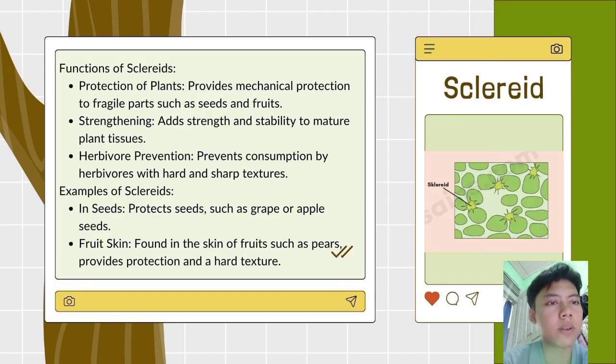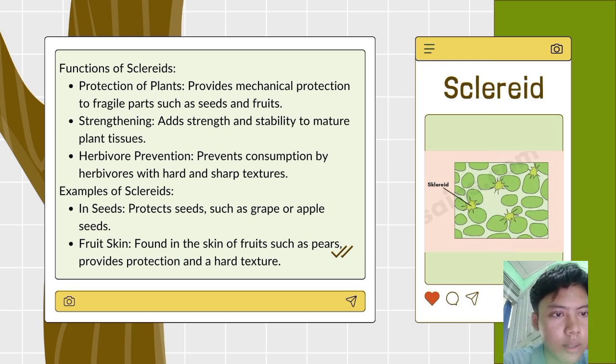Next is the function of sclereids. First is protection of plants. They provide mechanical protection to fragile parts such as seeds and fruits. Second is strengthening. They add strength and stability to mature plant tissues. And the last is herbivore prevention. They prevent consumption by herbivores with hard and sharp textures.